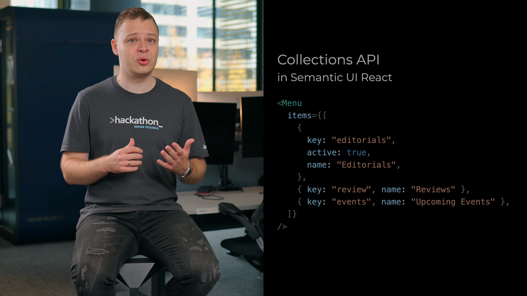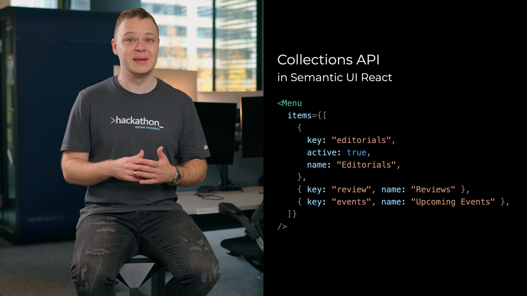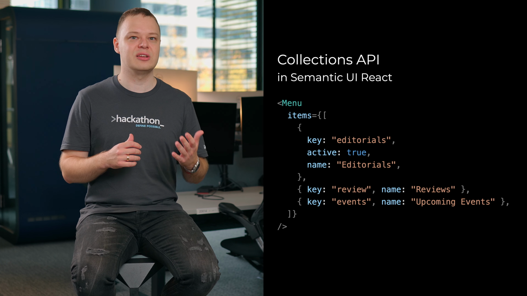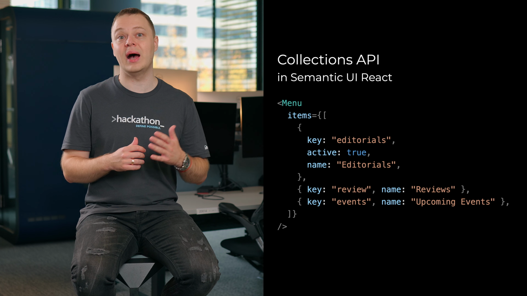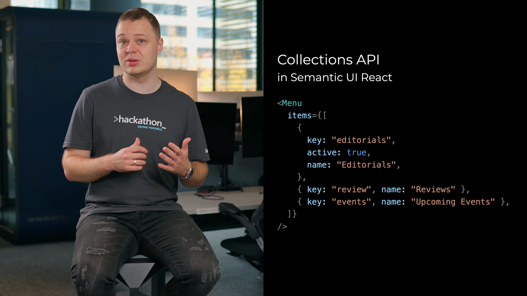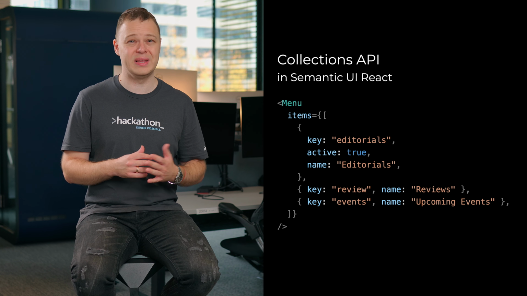First, in Semantic UI React and then in Stardust UI React, we went with what we called Collections API. To define a set of items, we used an array where items are shorthands. The API looks great and simple in documentation, but the reality is more complicated.